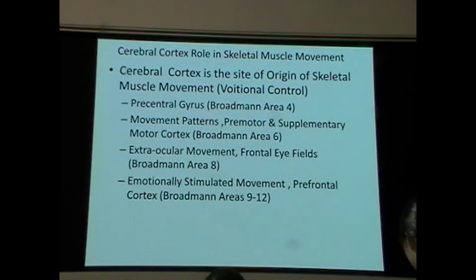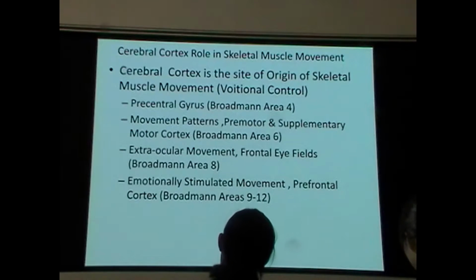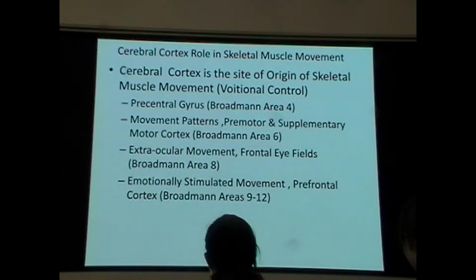There are also movements that are stimulated by emotional or behavioral types of activities. These are areas in the frontal cortex, what we refer to as the prefrontal cortex, in Brodmann areas 9 to 12. So these are areas associated with emotionally stimulated or behaviorally stimulated movements.